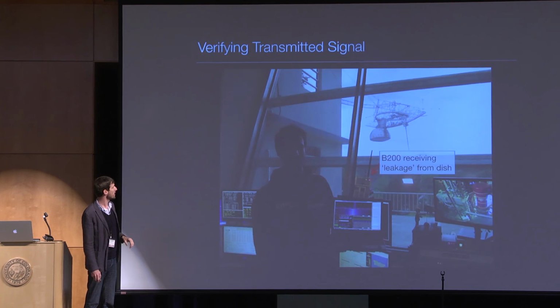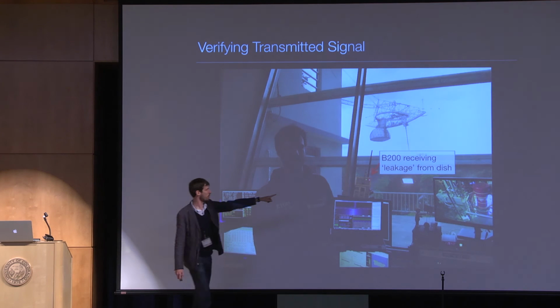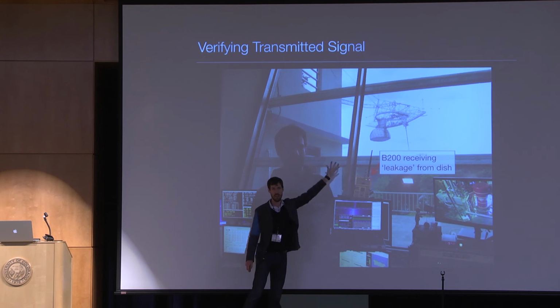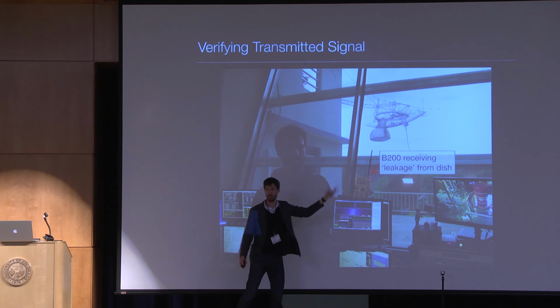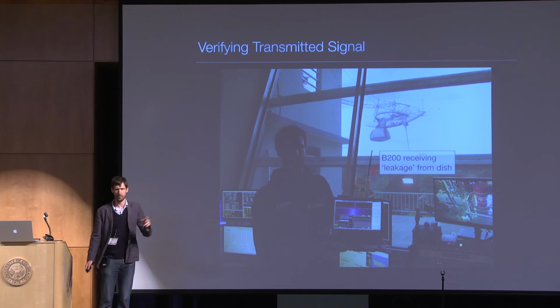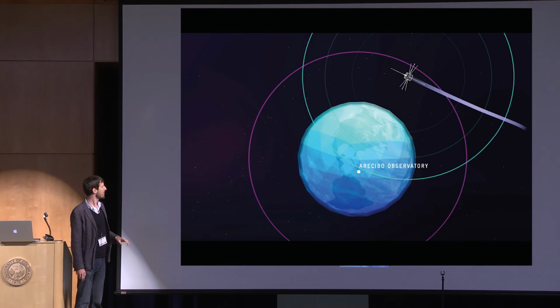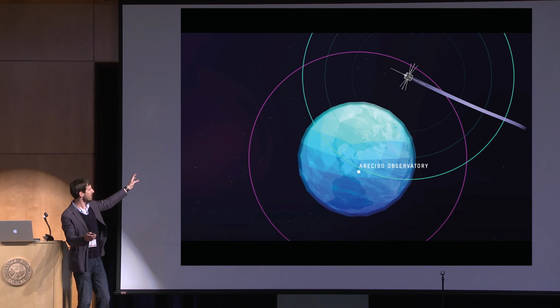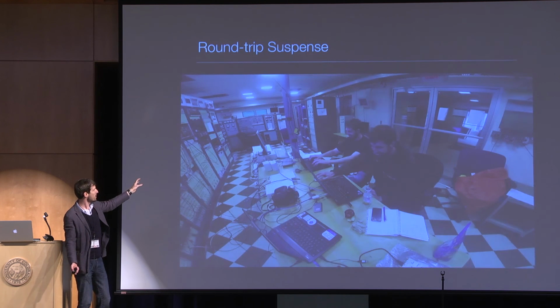We sent the commands out, verifying that they were going out. I'm receiving on a B200 here with an antenna, the energy that's being transmitted from the dish, just to make sure that it is actually going out, because I think one time somebody forgot to plug something in and it wasn't working. So it's a good way to test. We sent our signal out, hoping it would hit the space probe.